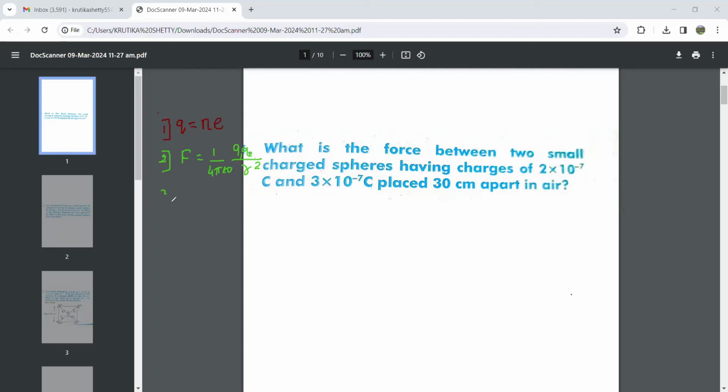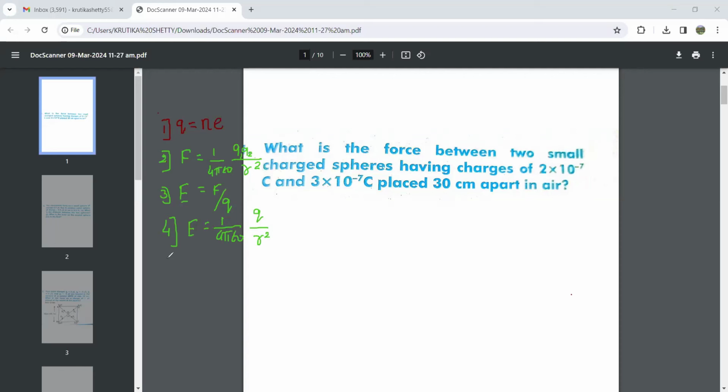The third formula in this lesson is for the electric field. So the basic definition: electric field is equal to force per unit charge. It is force per unit charge. Then the fourth formula is, the electric field intensity is equal to 1/4 pi epsilon naught Q divided by R square.